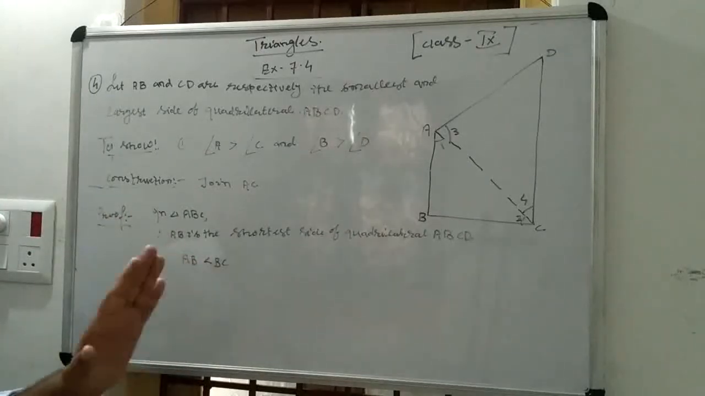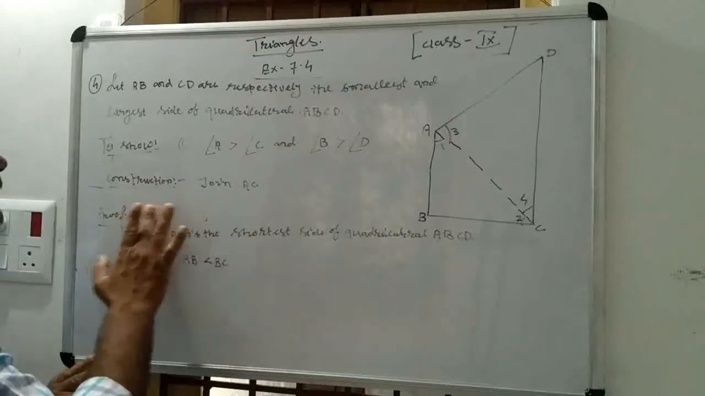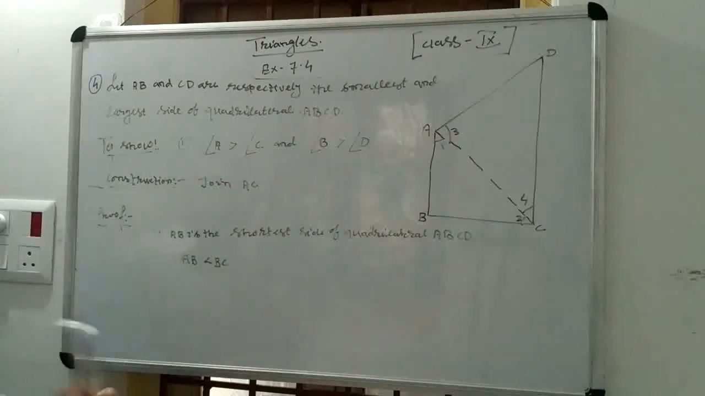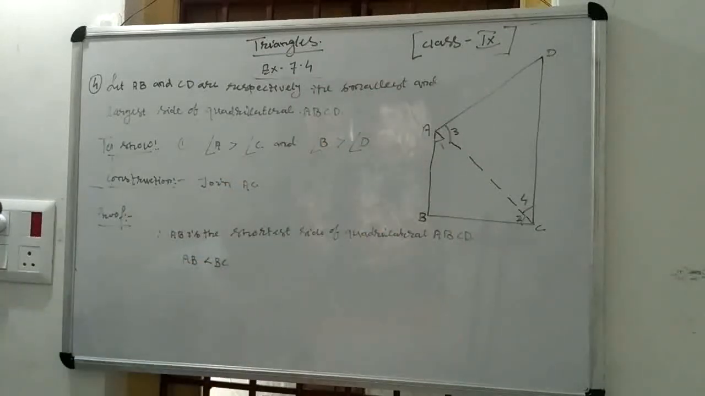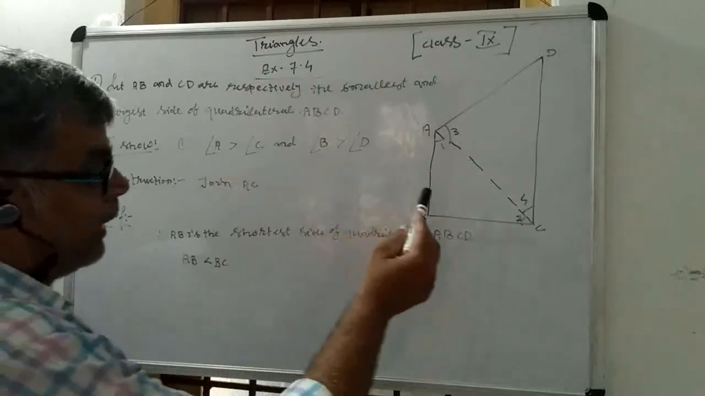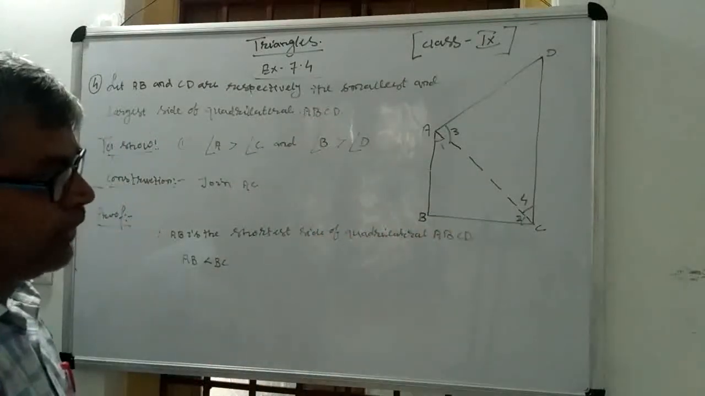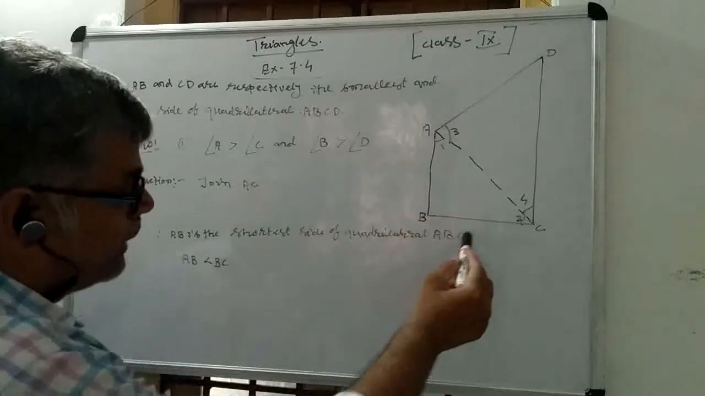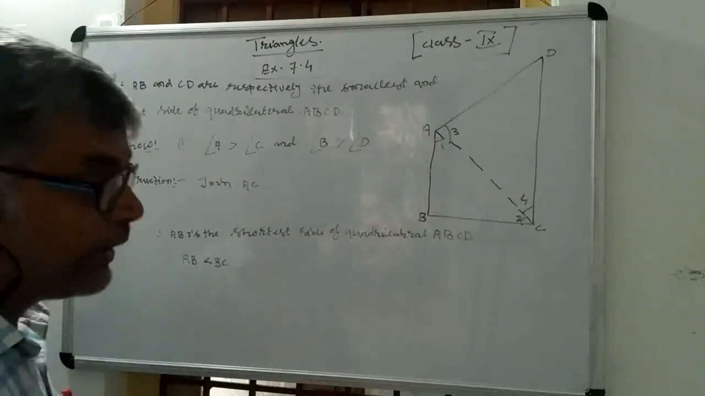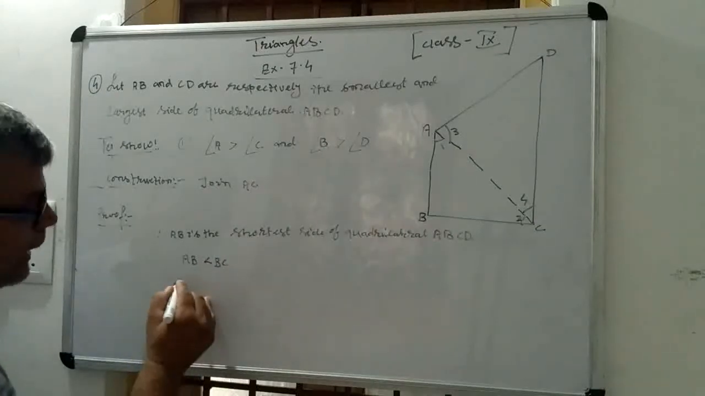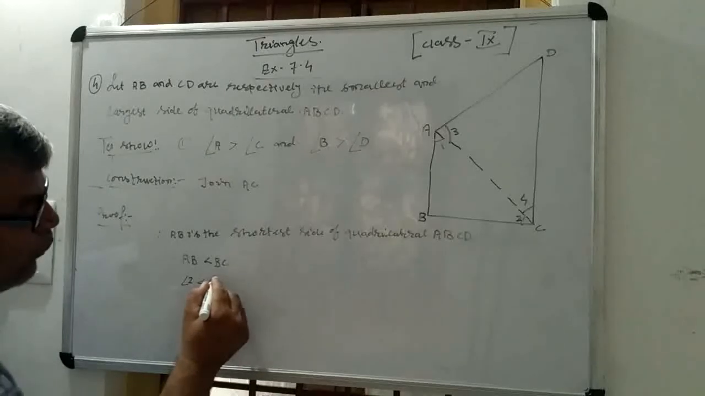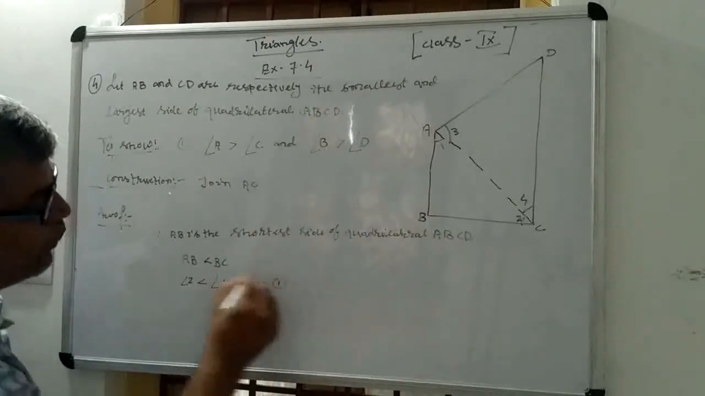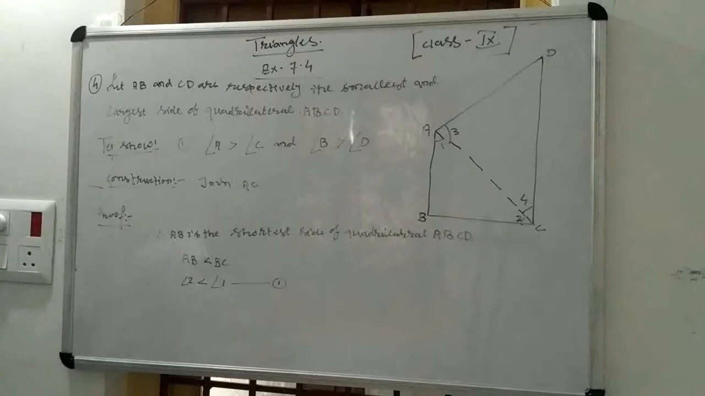You may omit writing "in triangle ABC", simply write this, because there will be confusion. So AB is smaller than BC. So the angle opposite to AB will also be smaller than the angle opposite to BC. It means that angle 2 will be less than angle 1. Suppose this is your equation number 1.